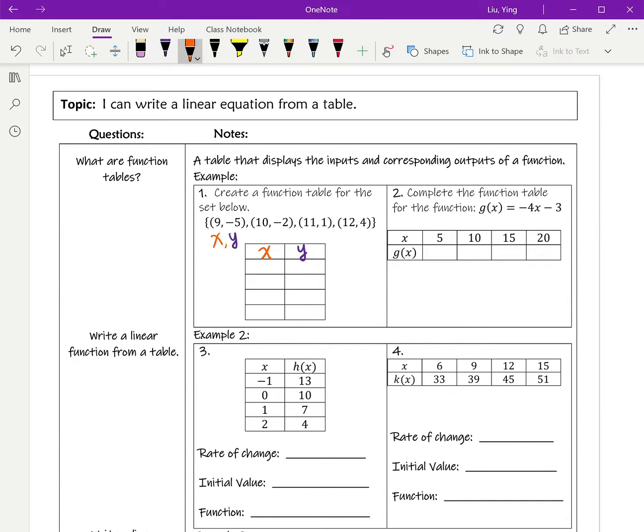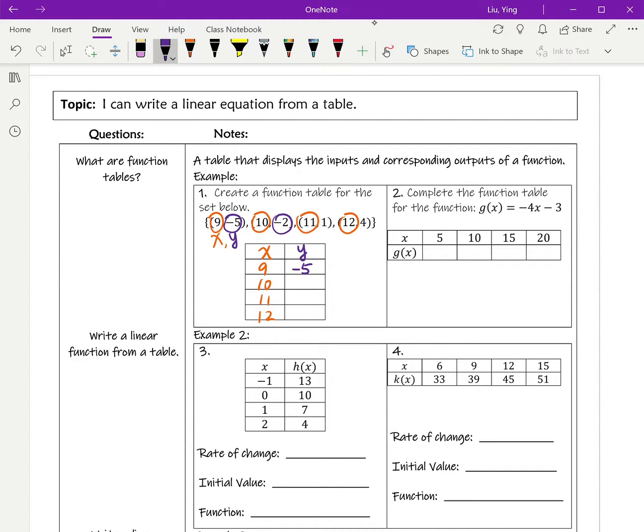So all the x values would go into the x column of the table. So for example, 9, 10, 11, and 12. And all the y values, that's the output of that x input, are going to be in the y column of the table. So for example, if we put in 9, we would get out -5. So -5 corresponds to 9.